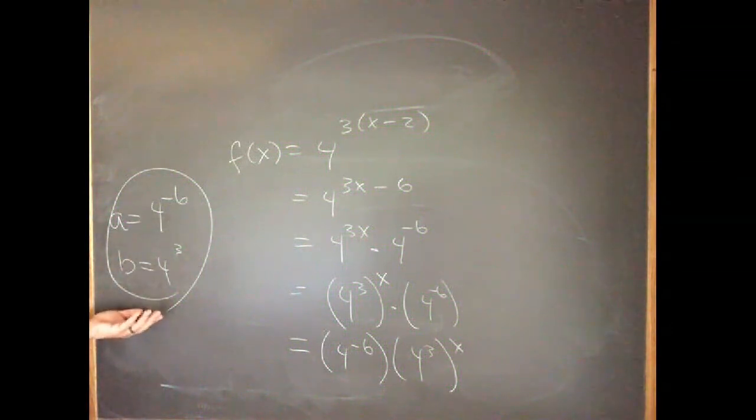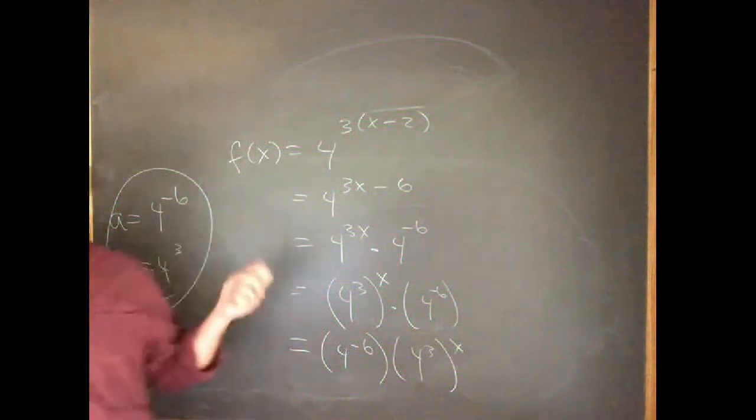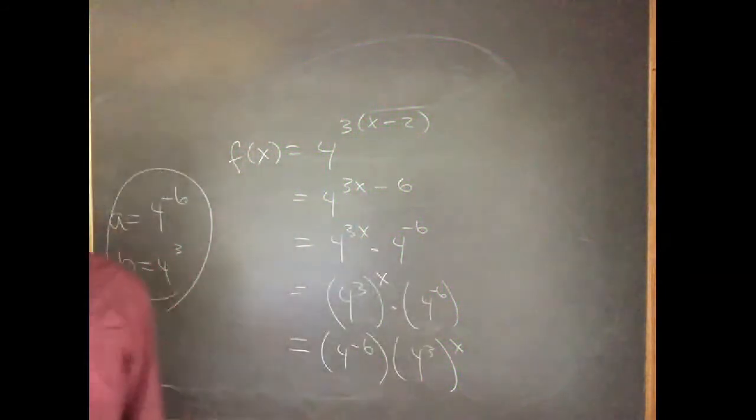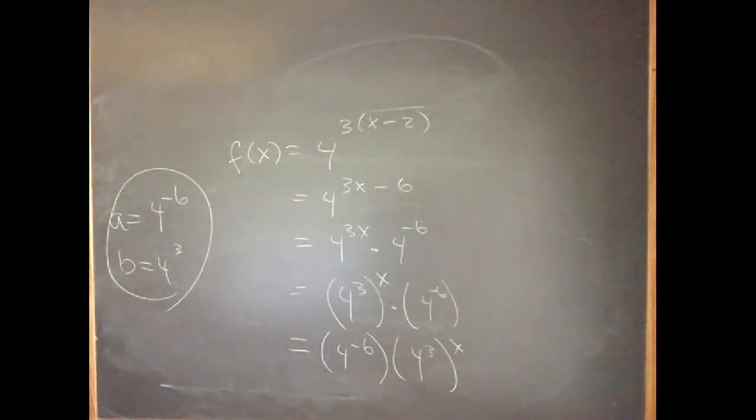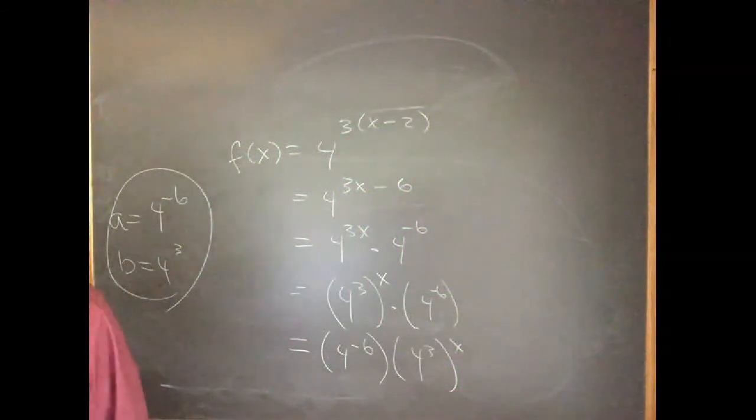It's an increasing one, because this b value is greater than 1, you're going to increase every time you multiply by this 4 to the third. And you increase by quite a bit, right? So 4 to the third is pretty big. It's 64. You increase by a factor of 64 each time.